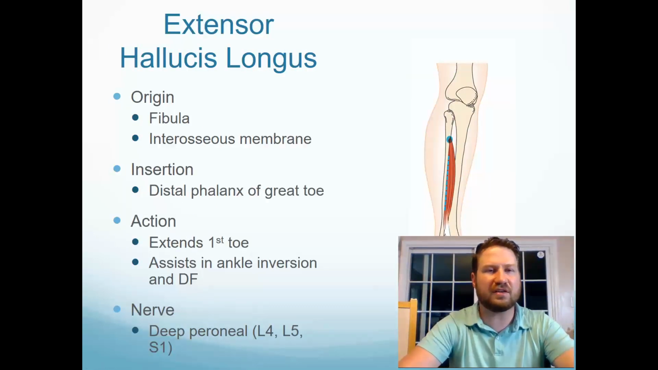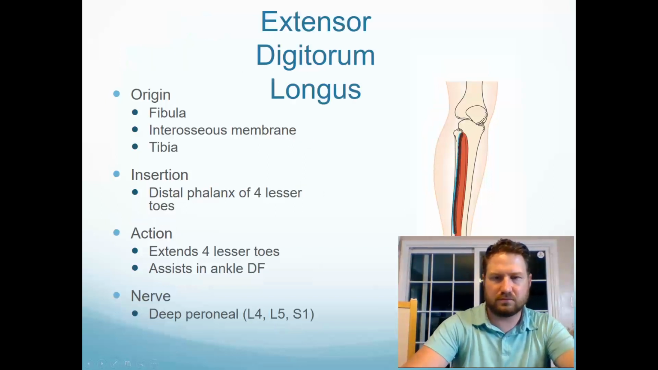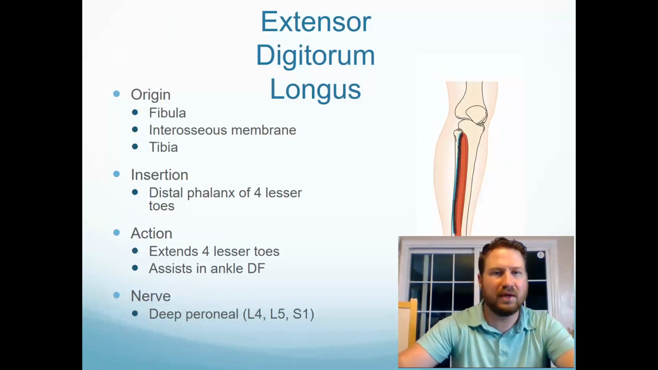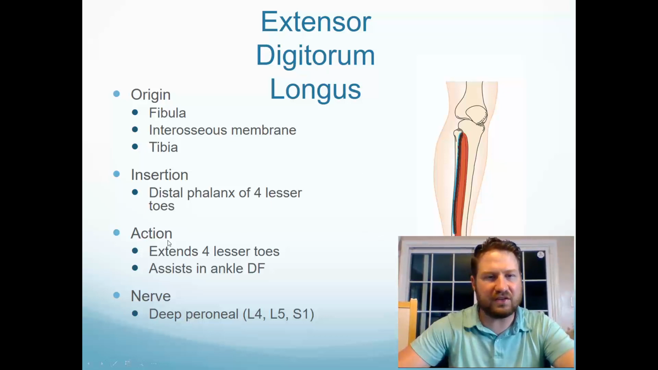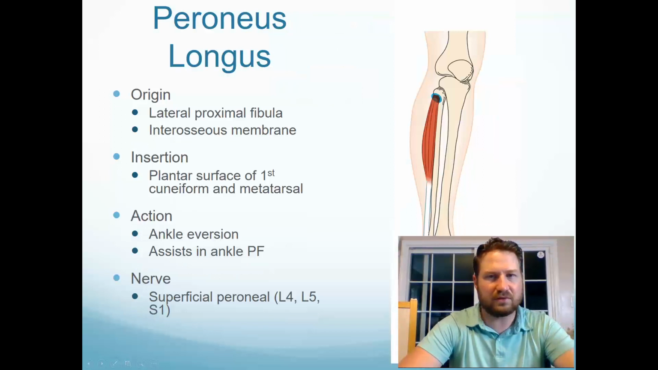Our extensor hallucis longus is going to extend the great toe. It originates on the fibula and goes all the way to the distal phalanx of the great toe, and it's going to lift it up. Our extensor digitorum extends the rest of our digits, so our 4 lesser toes. It originates on the anterior side of the fibula and the interosseous membrane.